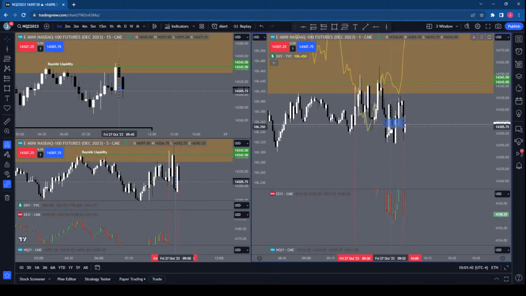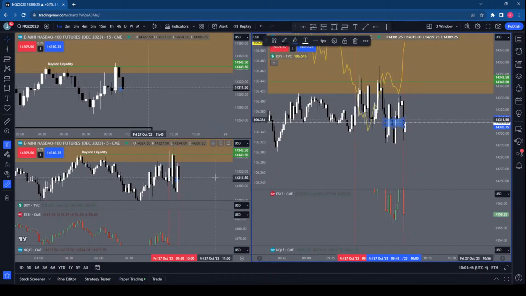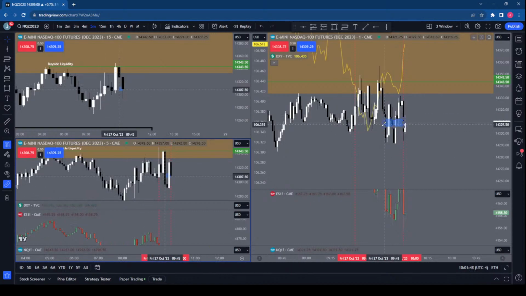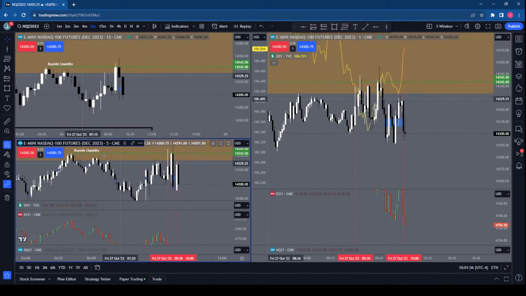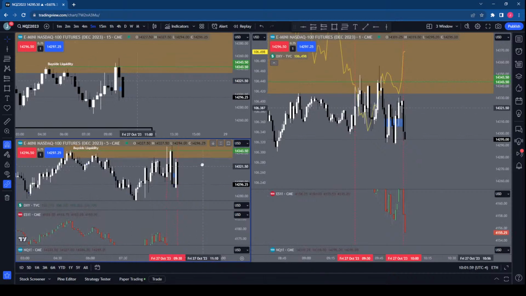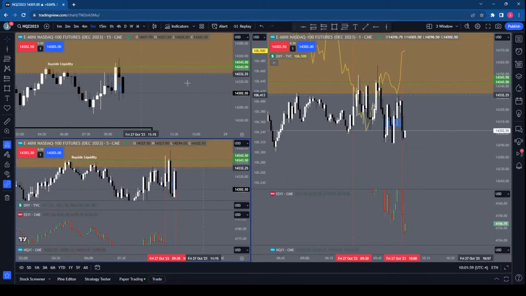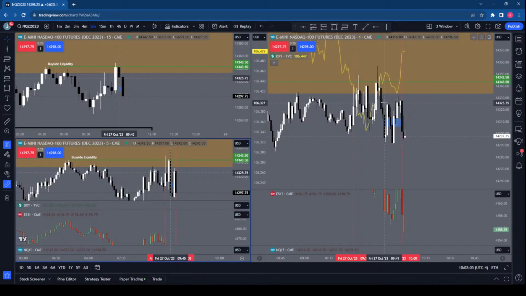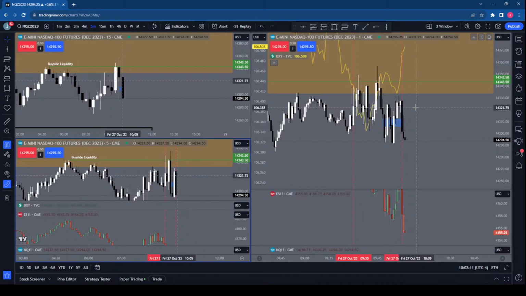look at this. By all means, I think somebody could have entered on this. It was a market structure shift on the 5-minute after taking buy side liquidity on the 5, 15, and hourly. They could have put their stop right above this high that made the fair value gap, and they would have got stopped out.